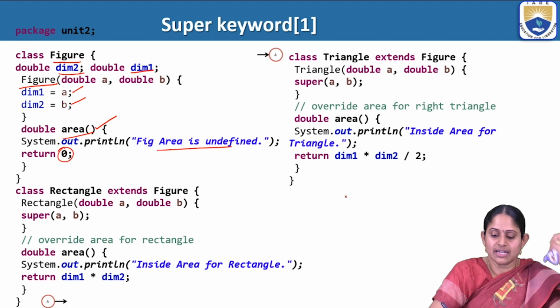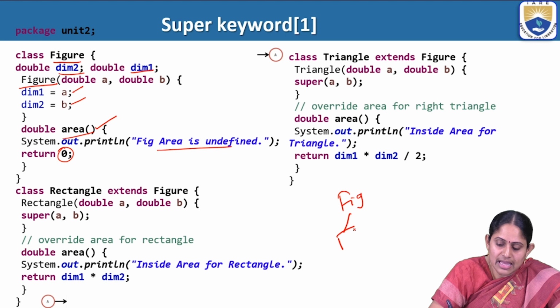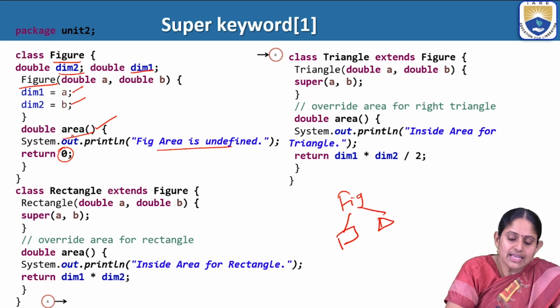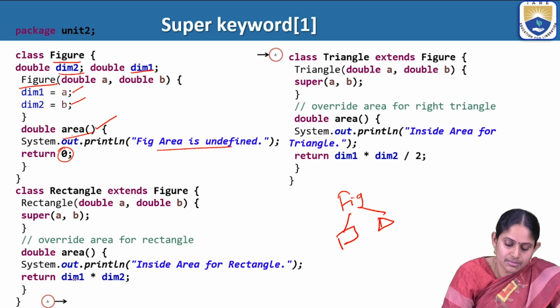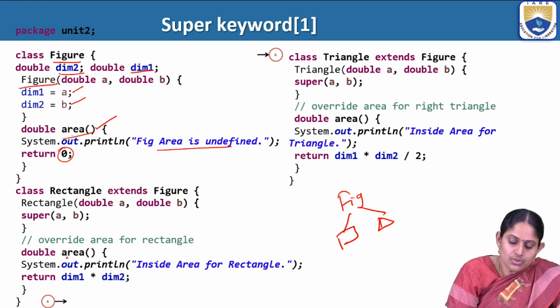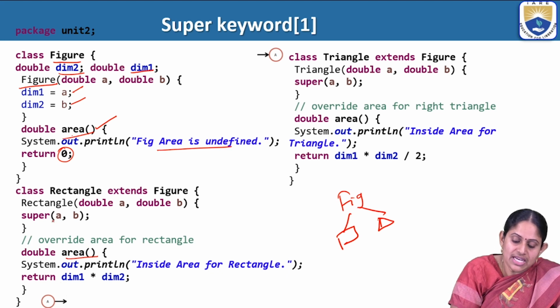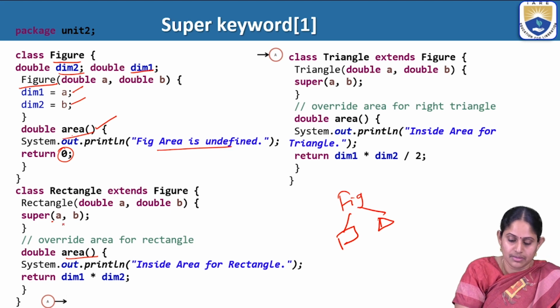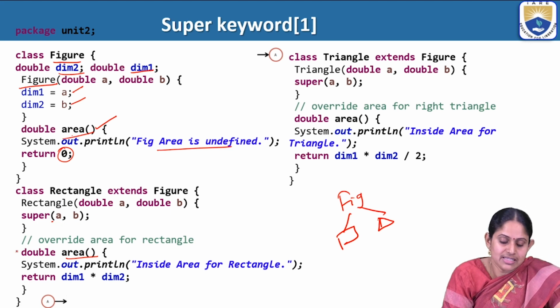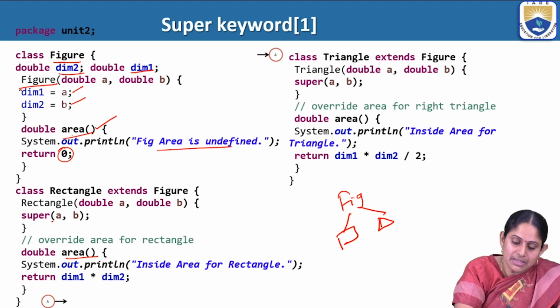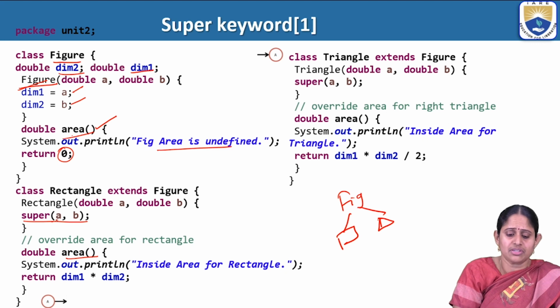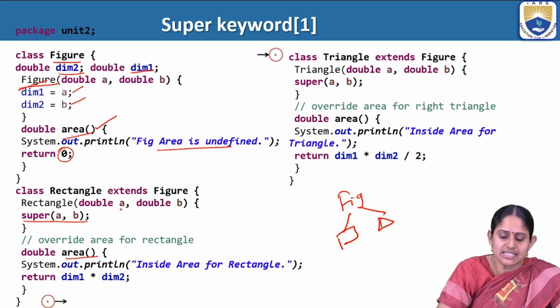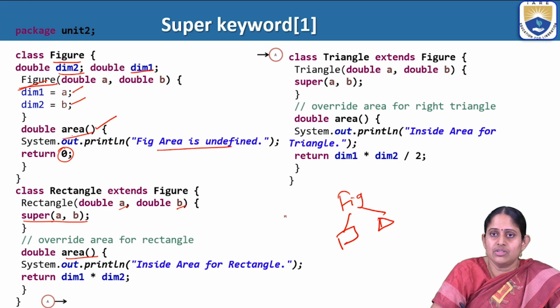Now from this figure class, a rectangle and a triangle are inherited. So this area method is overridden by the rectangle and the triangle class. To initialize the values of the instance variables of rectangle, the figure constructor is already available, so you call it using the super keyword. The super constructor is invoked, which will initialize the rectangle's a and b values to whatever value is passed to it.